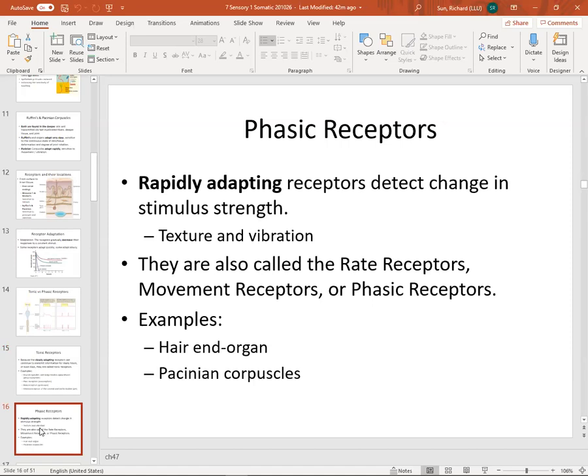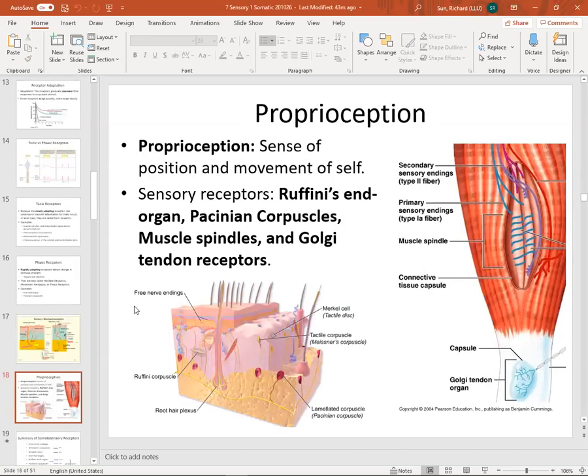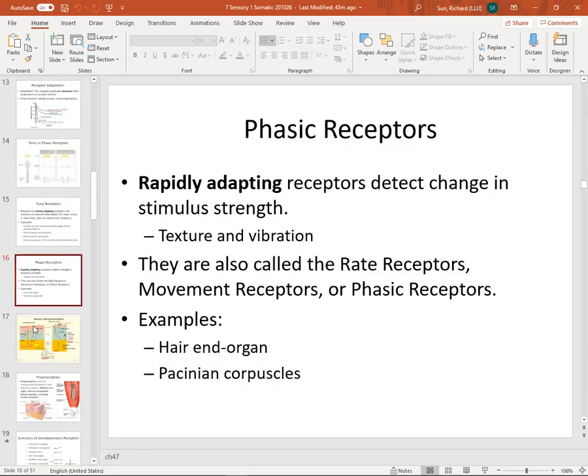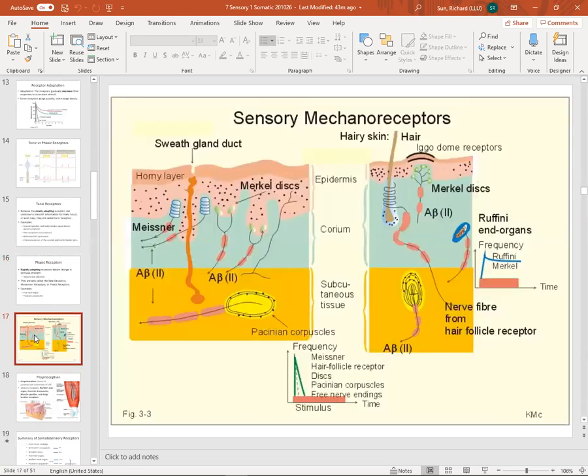As for the phasic receptors, these adapt faster. A typical one would be the hair end organ. This one adapts faster. The Pacinian corpuscle also adapts faster. So that's this one here. And this one summarizes all these receptors that we mentioned. It distinguishes them into the fast adapting receptors on this side and the slow adapting receptors on this side.